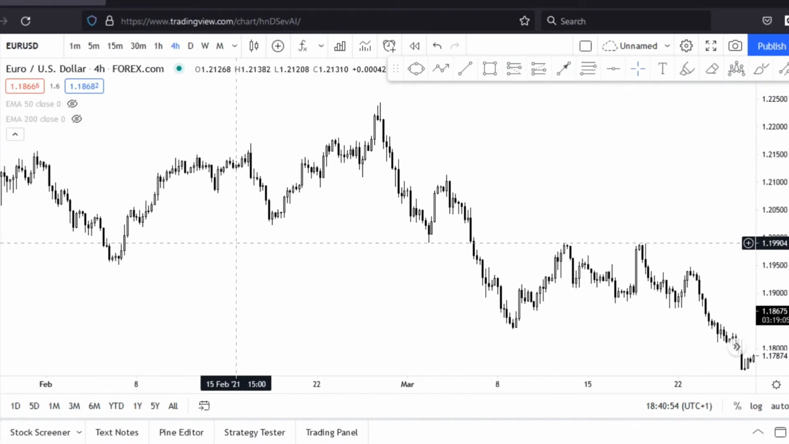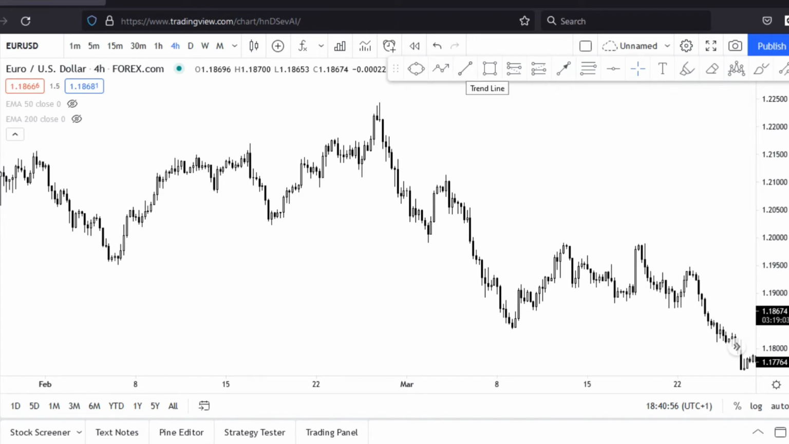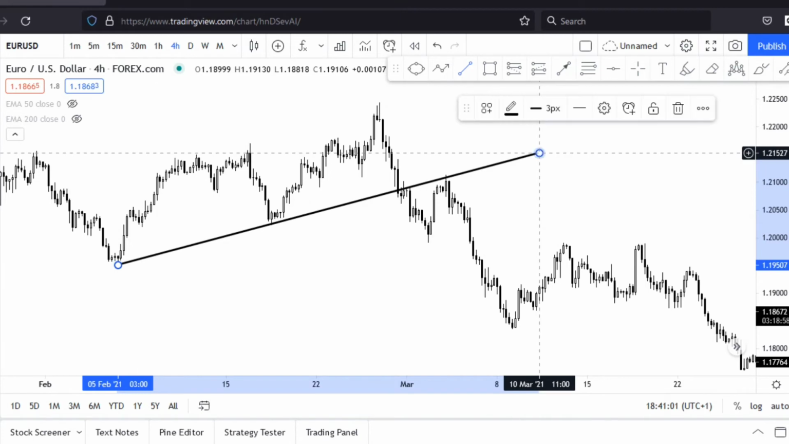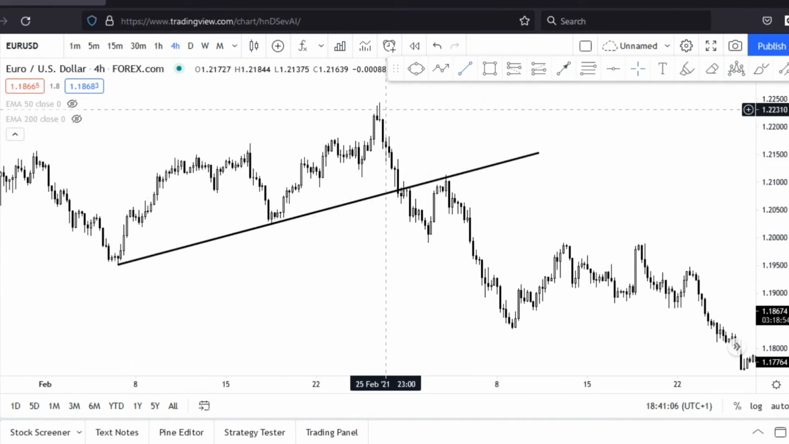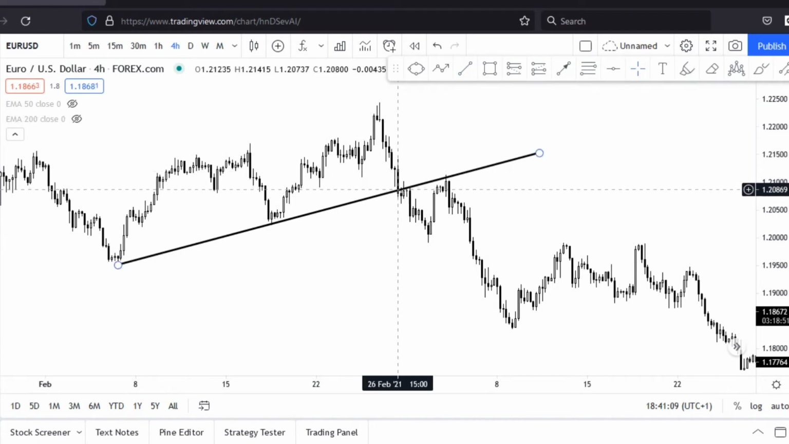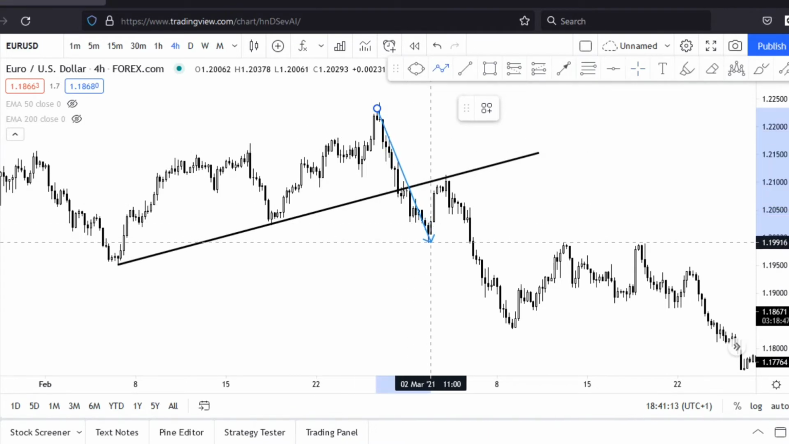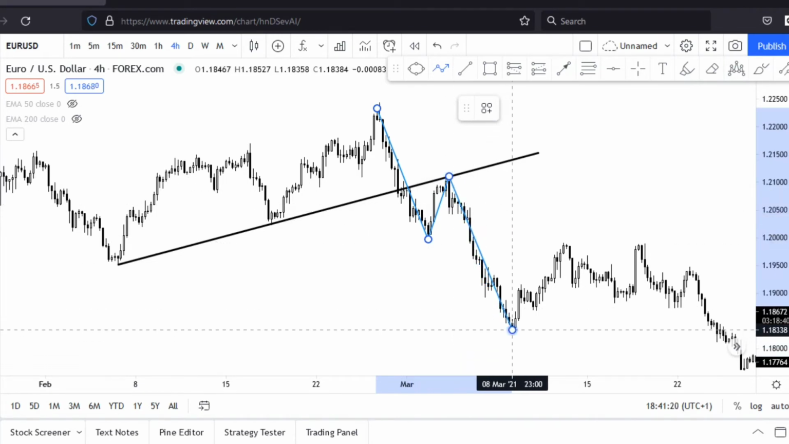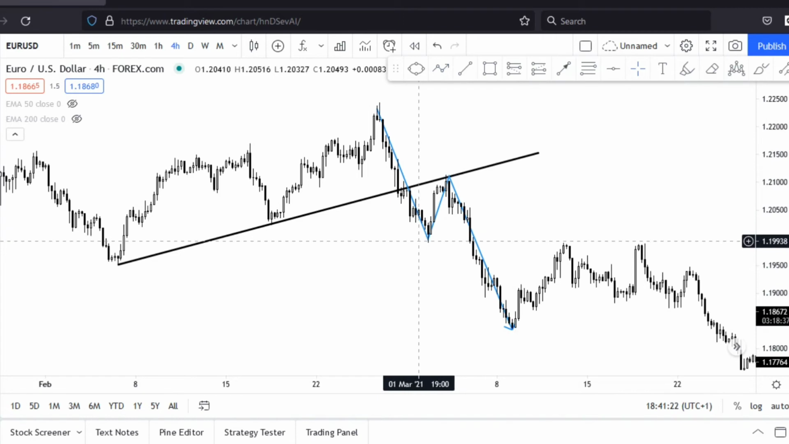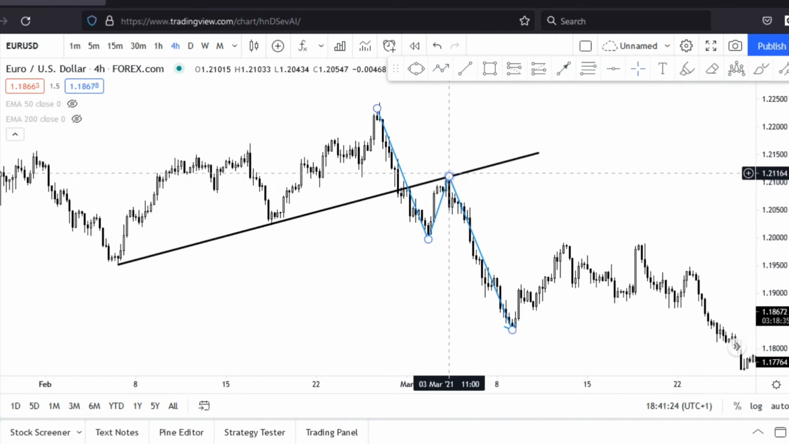Okay, so now to the charts. As we can see from the chart, we can plot our trend line from here to here. You can see it's an upward trend line, and price is making higher highs and higher lows. And when price got to the trend line, price broke this trend line to the downside, came back to retest it and gave us a signal to sell, and we took the trade to the downside.